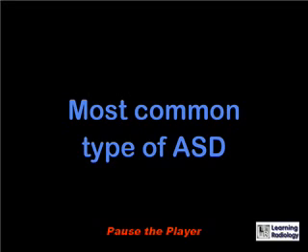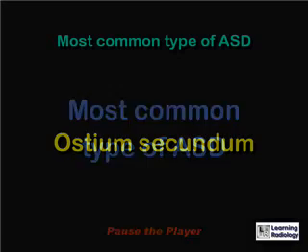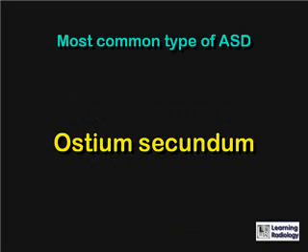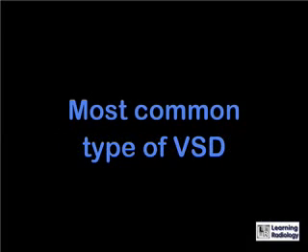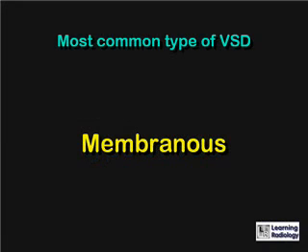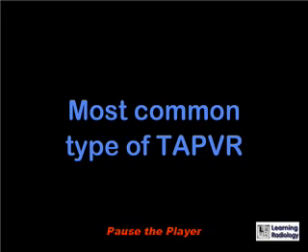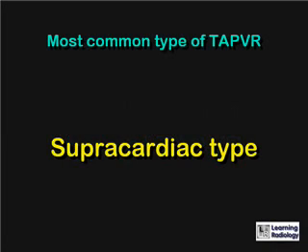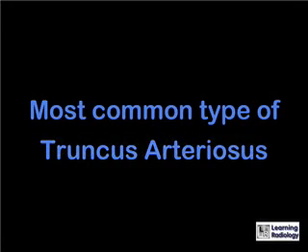What is the most common type of atrial septal defect? An ostium secundum defect. What is the most common type of ventricular septal defect? The membranous type. What is the most common type of total anomalous pulmonary venous return? The supracardiac type. What is the most common type of truncus arteriosus? Type 1.